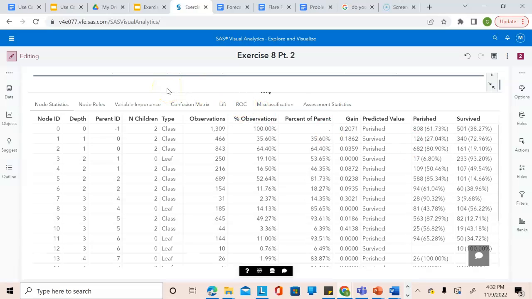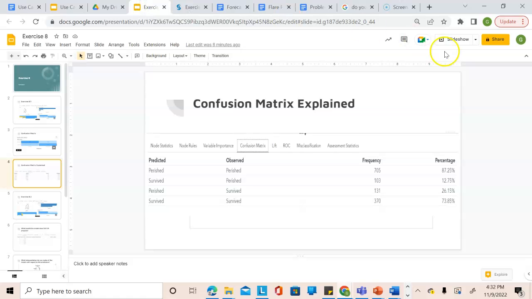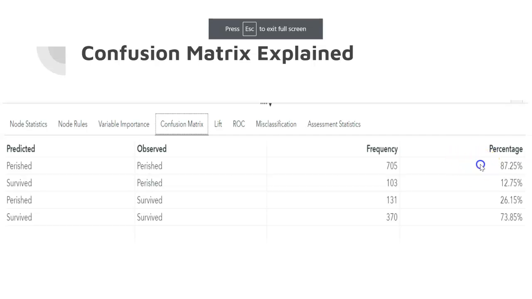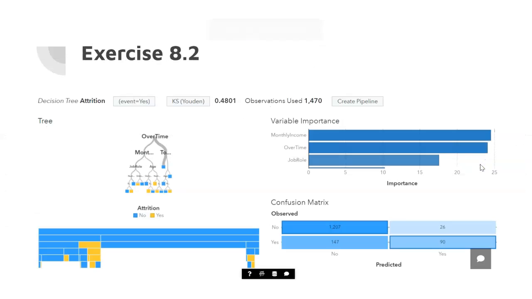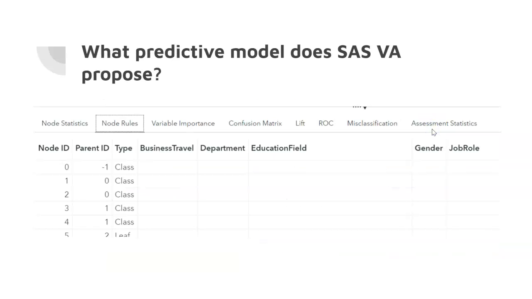So now we're going to go to exercise 8.2. And we were asked to use the employee attrition set to create a decision tree to predict attrition, and that is what we have done. This specifically is the decision tree. And it asks, what predictive model does SAS VA propose? So we can find this by going to the node rules, and we see that the different variables that it used were gender, job role, education field, department, and business travel.